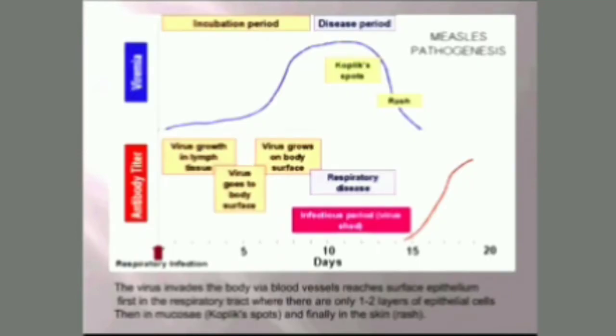So this is the typical course of the disease: first the respiratory infection occurs, then the virus grows in the lymph tissue, then there is an incubation period during which it goes to the lymph nodes, and then primary viremia, then secondary viremia, and ultimately it goes to the systemic presentation with the appearance of Koplik spots and the rash.